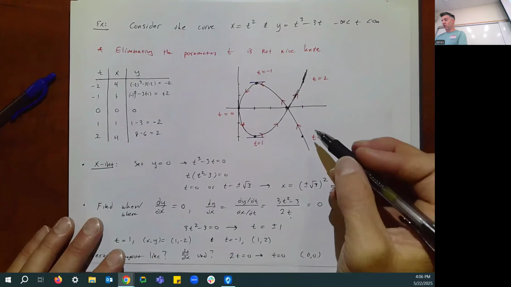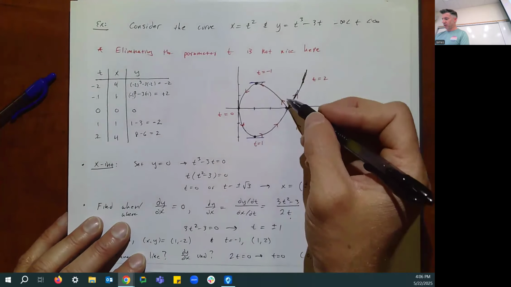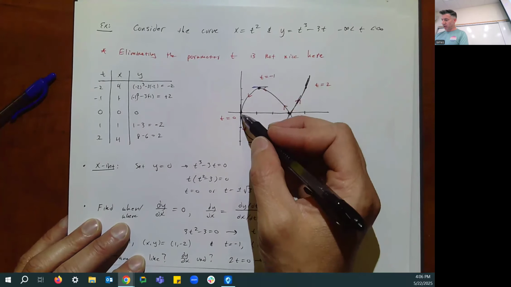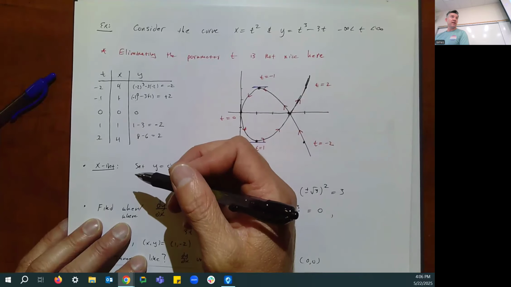Now, it sure looks like this thing is concave down when t is negative and concave up when t is positive. Let's see if that's true.